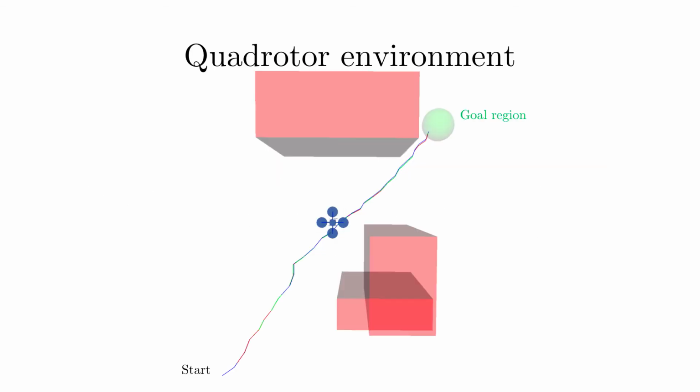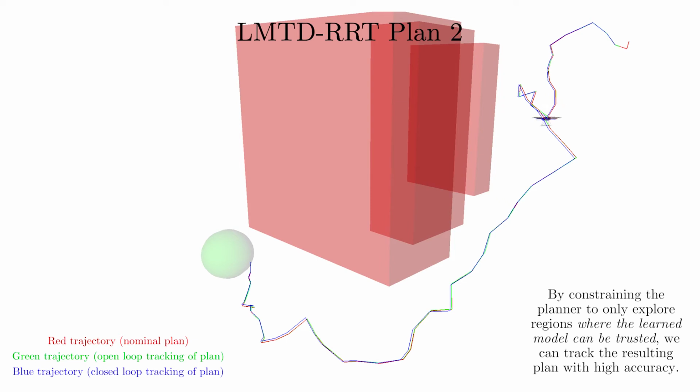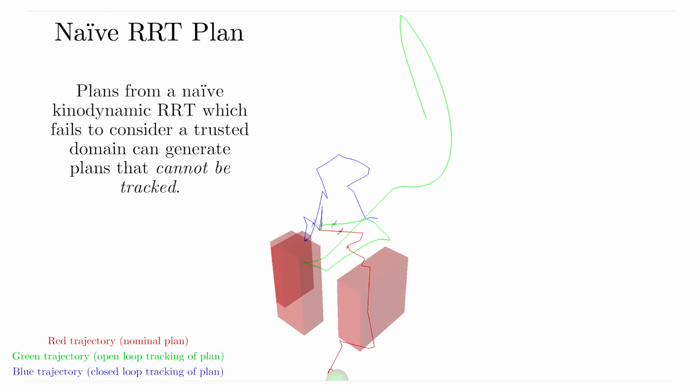We plan for a 6-dimensional quadrotor in the presence of obstacles. Plans computed using LMTD-RRT can be tightly tracked in execution. This is due to our method constraining the planner to only explore regions where the learned dynamics model can be trusted. In contrast, using a naive kinodynamic RRT can return plans which cannot be tracked, causing divergence and crashes in execution.